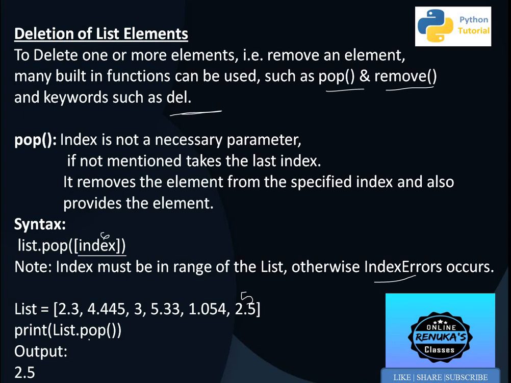So if we say list dot pop, then it will pop out the last element, so like this. And if we want to pop out some other element, then we can mention the index in the bracket.